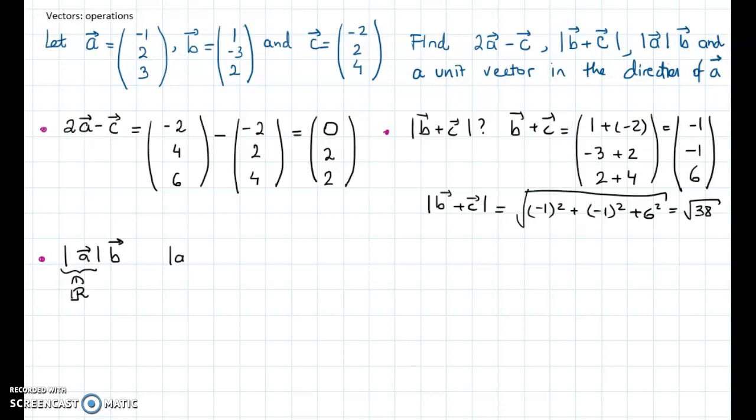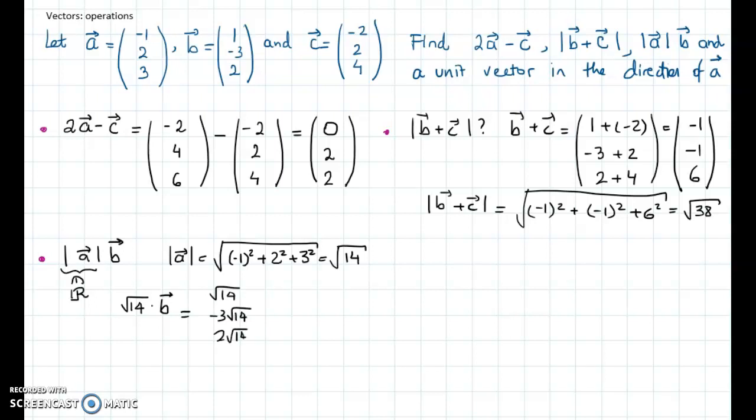So we need to take the square root of the sum of the squares of the components of A. -1 squared plus 2 squared plus 3 squared. This is 1 plus 4, 5, plus 9, 14. Square root of 14. That's the number we want to multiply our vector B by. So we multiply the components and we'll get square root of 14, -3 times square root of 14, and 2 times square root of 14 for our new vector.